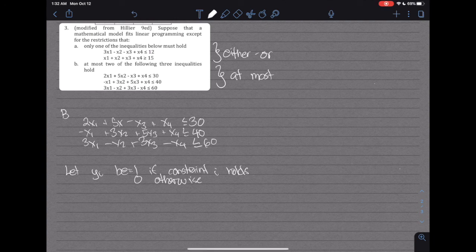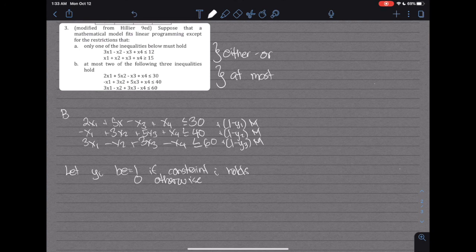So if the first constraint holds, y1 will be equal to 1. If constraint 2 holds, y2 will be equal to 1. If constraint 3 holds, y3 will be equal to 1. Again, as we said, we employ the big M and add it on the side that is greater, in this case, all of them on the right side. If a constraint holds, we model it as 1 minus y1 for constraint 1, 1 minus y2 for constraint 2, and 1 minus y3 for constraint 3.